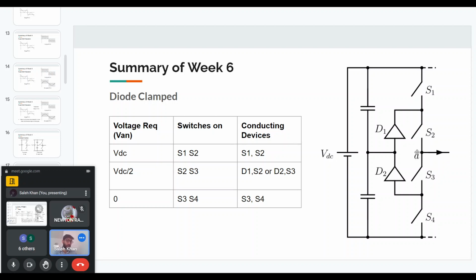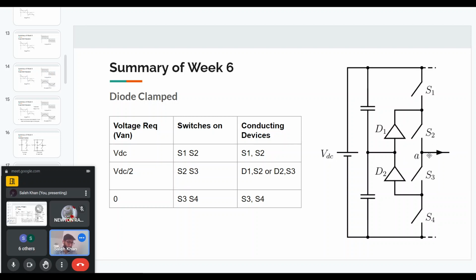And the voltage across VA and the negative bus will be VDC. Now if we want 0 at the output, we will turn on S3 and S4. So that is easily understood. Now if we want VDC by 2 at the output, we will turn on S2 and S3. But only one of these will conduct at a time, depending on the current direction.